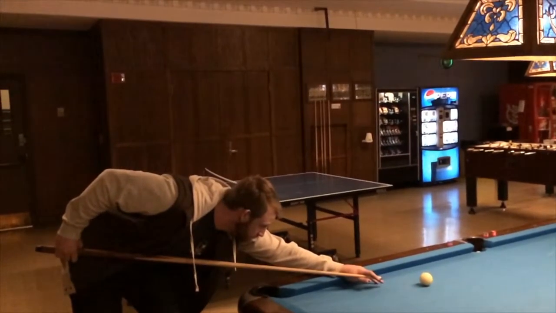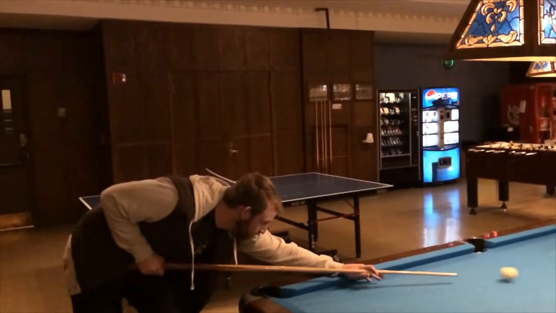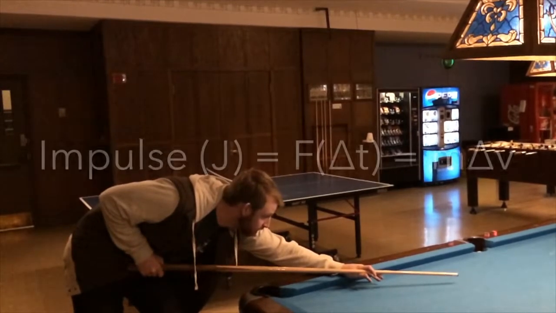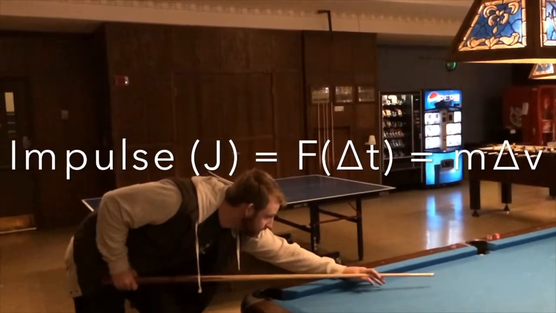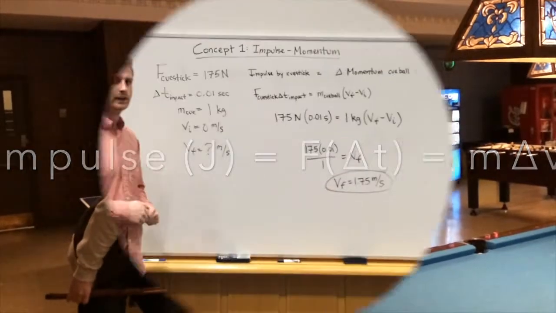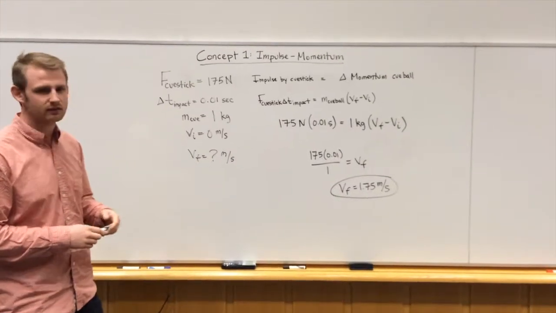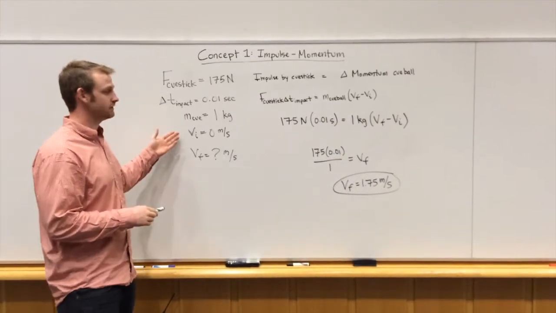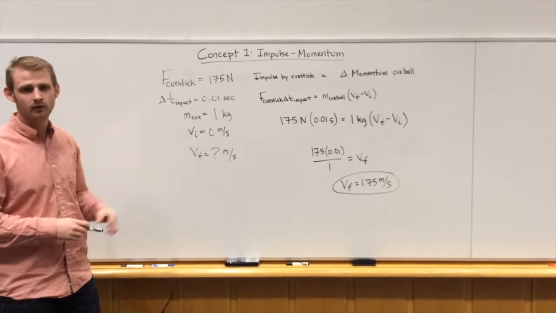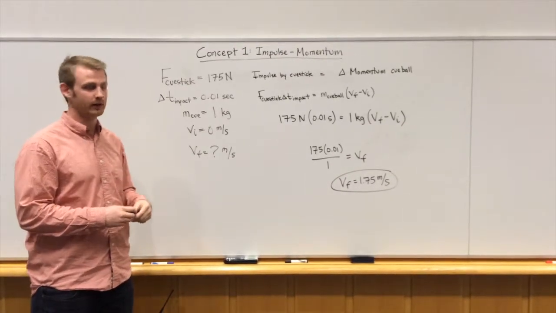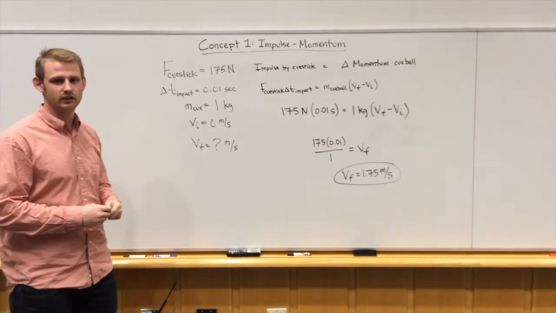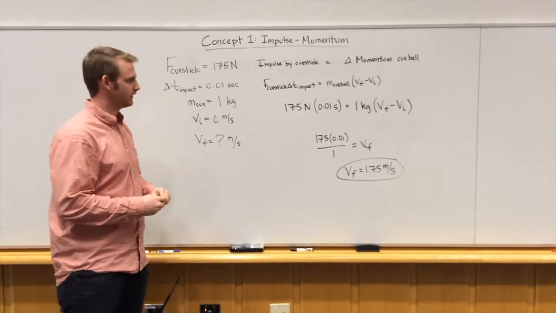Impulse is defined as the change in linear momentum of a body as measured by the product of the average force applied and the duration of force application. As we just mentioned, when impulse is imparted on an object, in this case the cue ball, by the pool stick, it will result in a change in linear momentum of that cue ball.